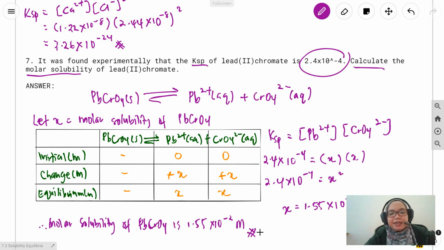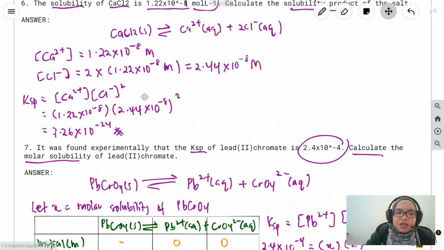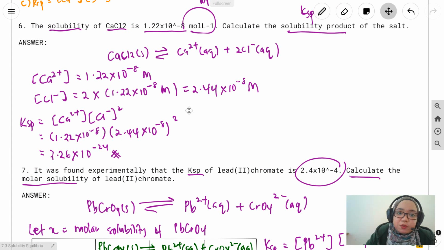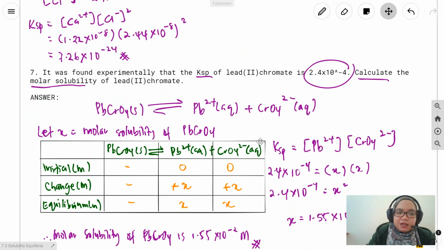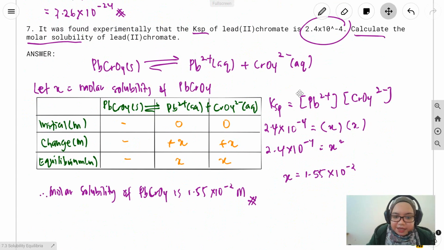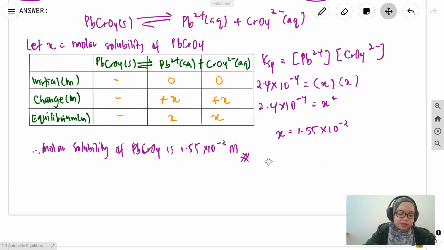This way is also fine. Okay? This is how you do it when you do the ICE table. Okay, don't forget to let X equal to the molar solubility. The method from just now, you can also use the same way as this, and you will get the same answer. Okay? So, this is how you got your answer for question number 7. Okay, can? Okay, next. We are going to question number 8.